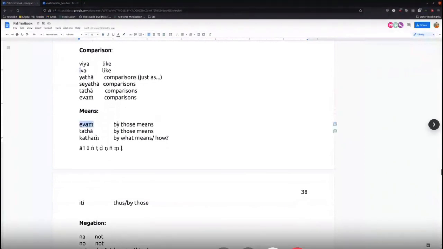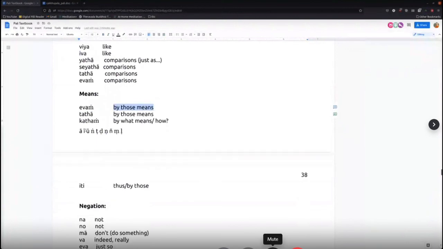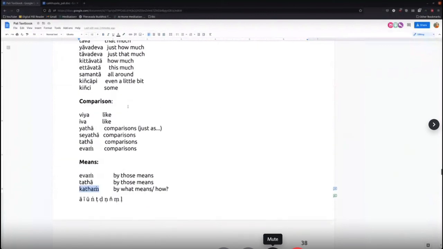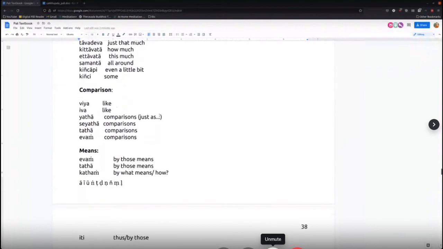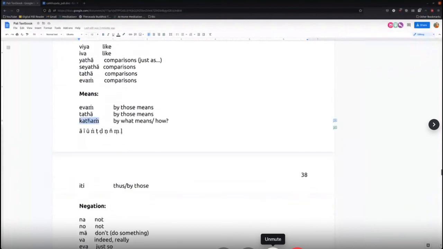Ewang, well, ewang means thus, but it could also be by those means. Tata, katang, how. Important word. Katang is a question meaning how. So you've got king meaning what, katang meaning how, kiwa meaning how much. Important to know the difference between these words.